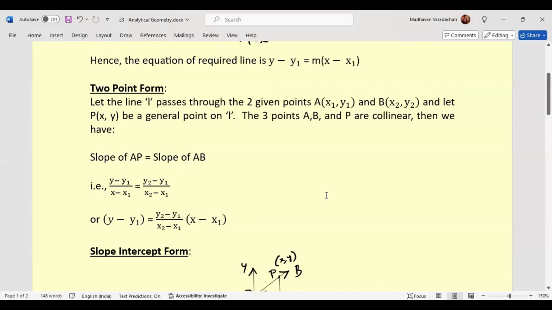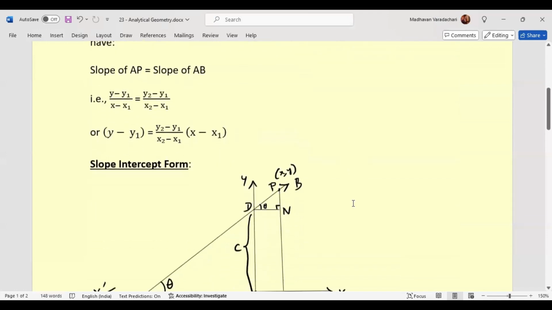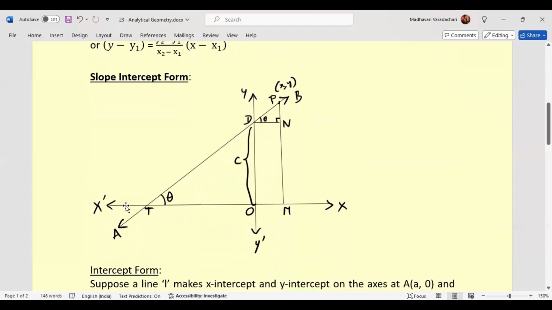Next is slope intercept form. Consider axes x, y, y dash, x dash. This is the line, AB is the line. So from AB, we are plotting somewhere on AB a point P, which is (x, y), and draw a perpendicular up to M. Then wherever the line meets the y axis, we are plotting it as point D, and the distance OD is considered to be c. That we call the y-intercept.